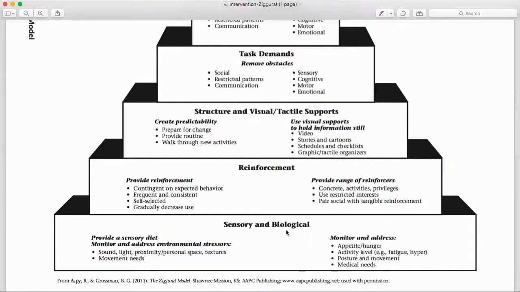So, we're looking at making sure that we provide a sensory diet, monitor and address environmental stressors. So, those sounds, light, proximity and personal space and textures and movement needs, and also monitor and address appetite, hunger, activity level. So, is the student feeling fatigued or hyper? Their posture and movement. So, we want to think about flexible seating here. And then their medical needs. Are they showing up to school sick? All of these factors are going to play into how well they're going to do and if they're going to be able to be in the least restrictive environment.